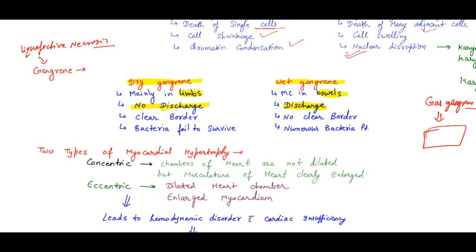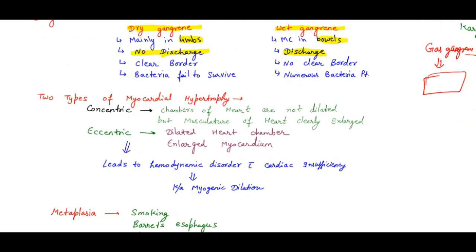Remember one more keyword here, you will never find this in the question. Sometimes you will find a clear border. If you find a clear border, then it will be dry gangrene. And remember, wet gangrene means no clear border. In dry gangrene the bacteria fail to survive, but in wet gangrene numerous bacteria will be present because there is a discharge.